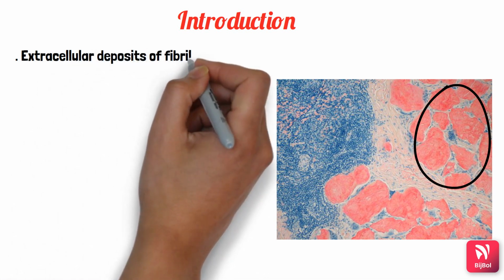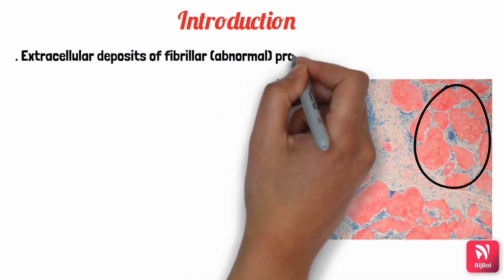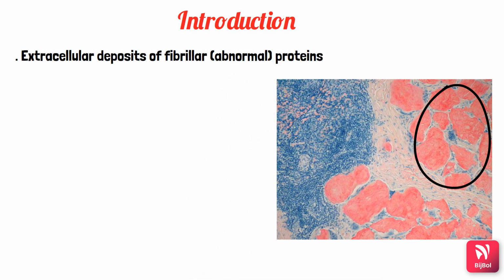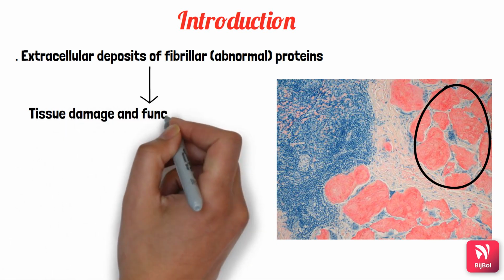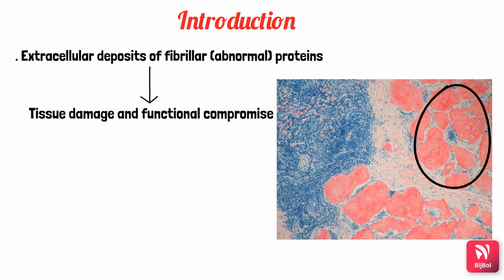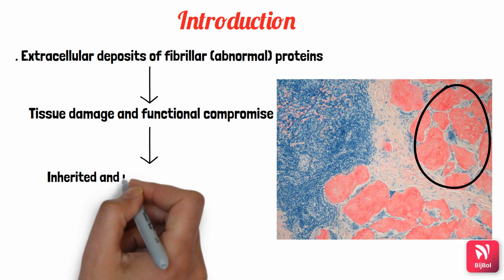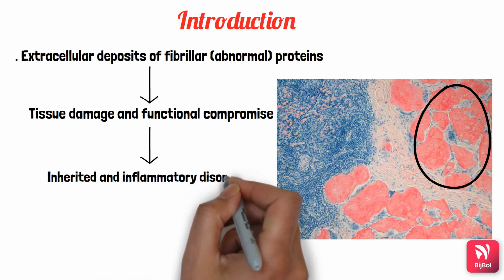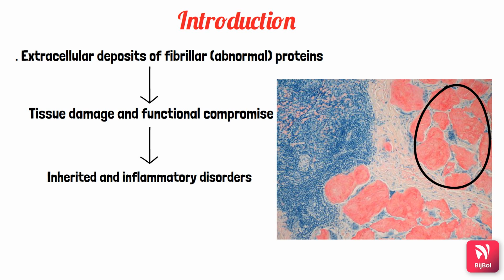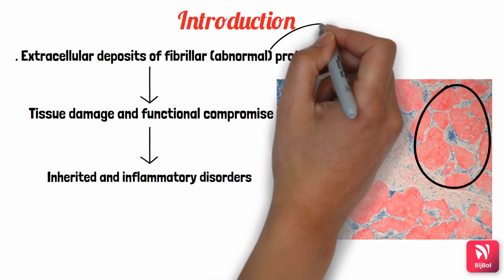Now let's discuss what it is and where it will be seen. It is basically an extracellular deposit of abnormal fibrillar proteins, as we have discussed before. Because it is abnormal, it results in tissue damage as well as functional compromise. This is commonly seen in inherited, that is familial, as well as inflammatory disorders, where this abnormal fibrillar deposition is seen.